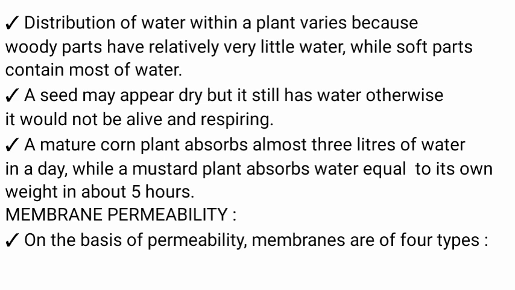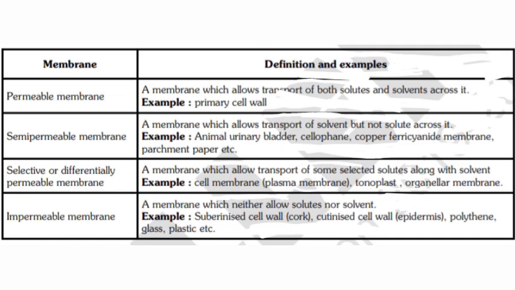Coming to membrane permeability, on the basis of permeability, membranes are of four types: permeable membrane, semi-permeable membrane, selectively permeable membrane, and impermeable membrane. Permeable membrane: a membrane which allows transport of both solutes and solvents across it. Example, primary cell wall. Second one, semi-permeable membrane. This membrane allows transport of solvent but not solute across it. Example, animal urinary bladder, cellophane, copper ferrocyanide membrane, parchment paper, etc.